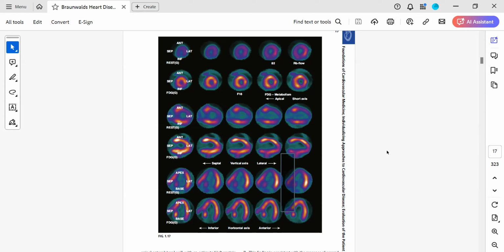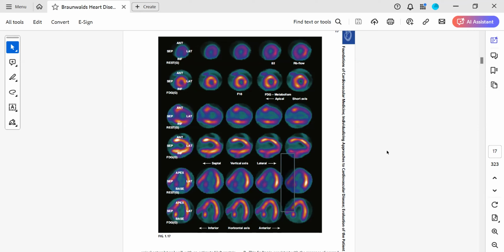When you come to the second row, the FDG image, that region is lighting up nicely. In fact, the entire circle is lighting up, and the region that is not lighting up in the rubidium flow is lighting up even more in this one. So to me that demonstrates a flow metabolism mismatch. There is reduced flow there, but the metabolism is intact, and I think that points more to a hibernating myocardium.